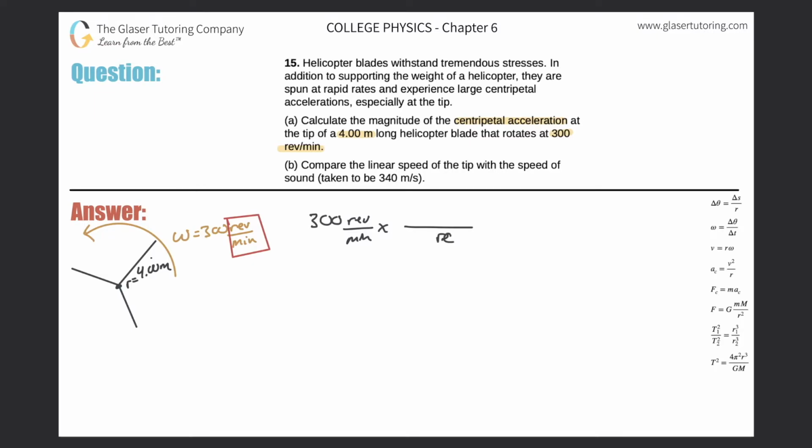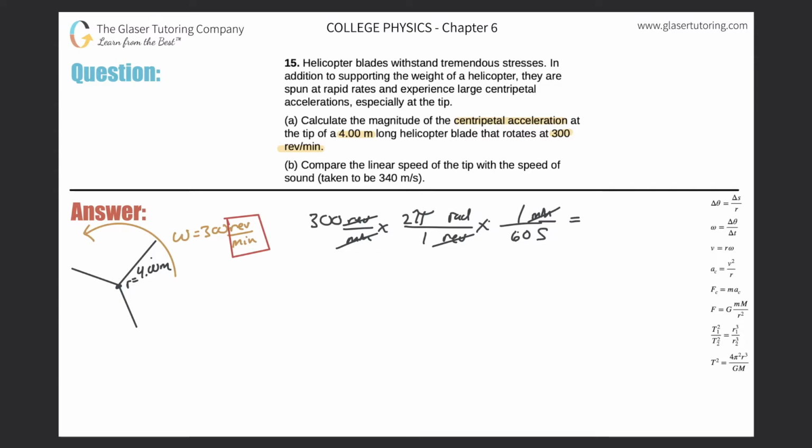The revolutions have to cancel, so they're in the denominator. Radians on the top, because I know that there are 2 pi radians for every 1 revolution. Revolutions go bye-bye. I have to cancel minutes. They originate in the denominator, therefore their value has to go in the numerator. I'm going to put seconds in the denominator, because I know the relationship between minutes and seconds, 60 seconds in a minute, so that cancels that, and I'm left with radians per second.